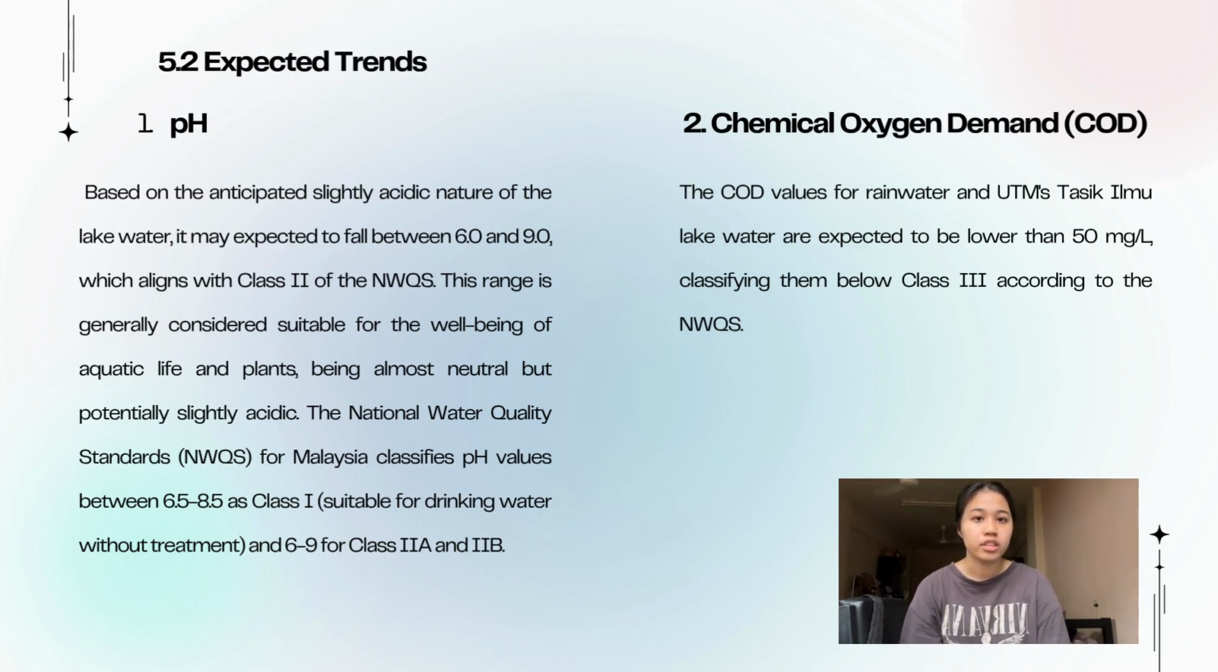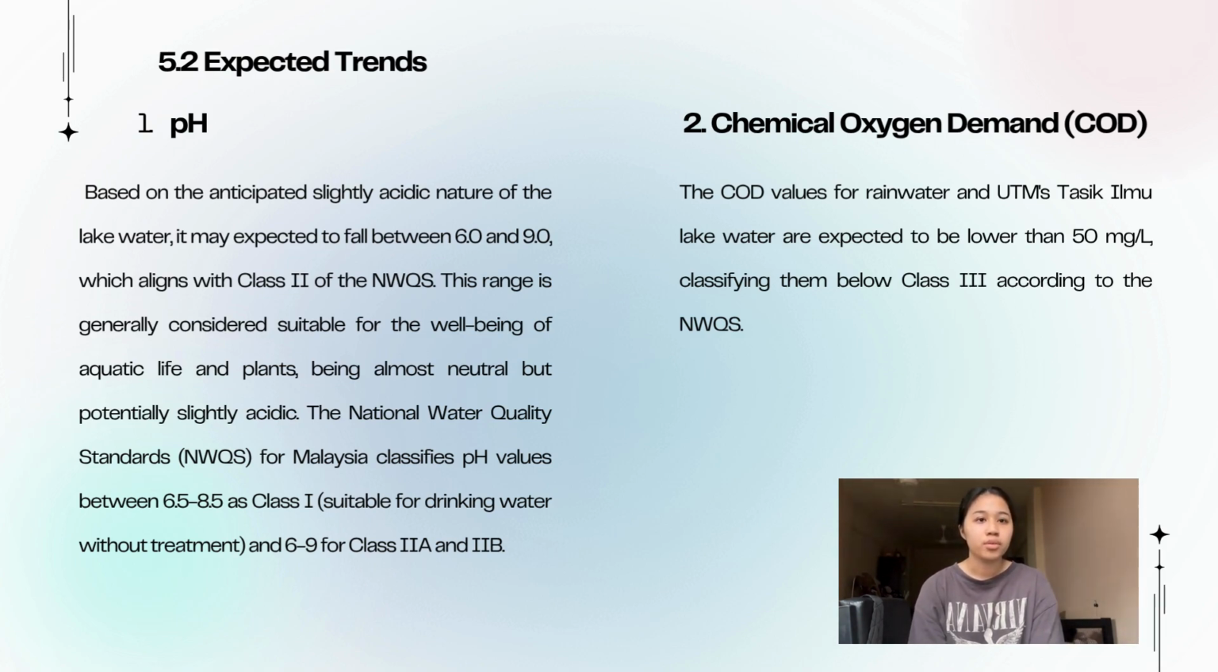So this range is generally suitable for aquatic life and plants, being almost neutral but potentially slightly acidic. So the NWQS for Malaysia classifies pH values between 6.5 to 8.5 as class 1, which is suitable for drinking water without treatment, and 6 to 9 for class 2A and 2B.